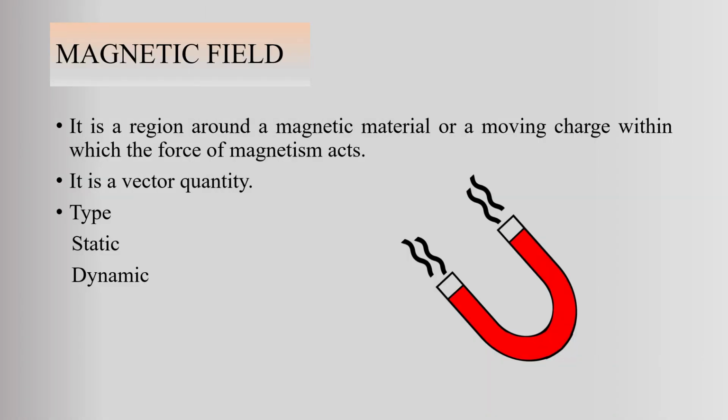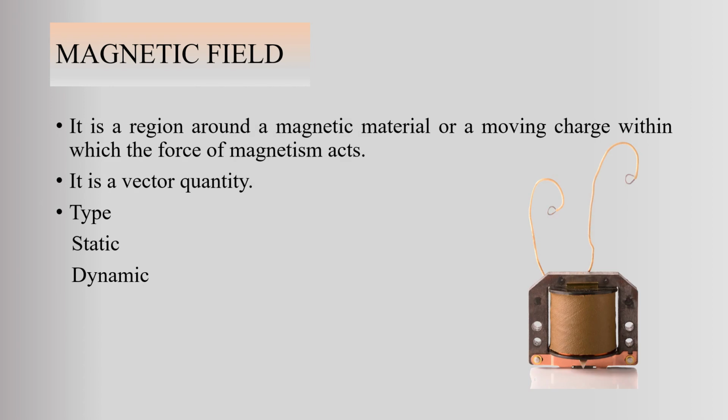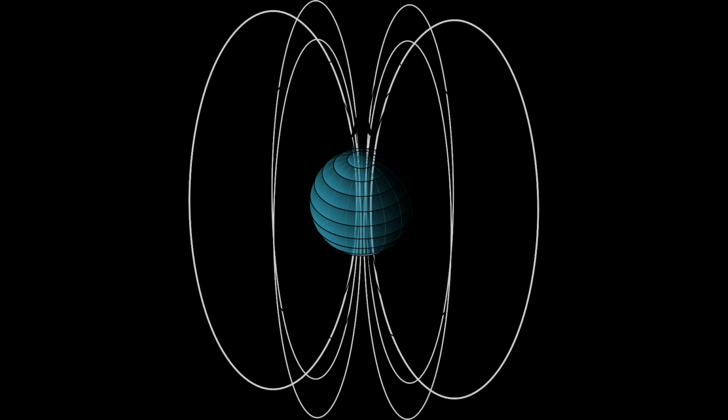Now come to magnetic field. So what is this magnetic field? Is it only present in a magnet, or are there some other sources which can also create a magnetic field? Before proceeding, I would like to ask you all one question. You all have heard about Earth's magnetic field or geomagnetic field.